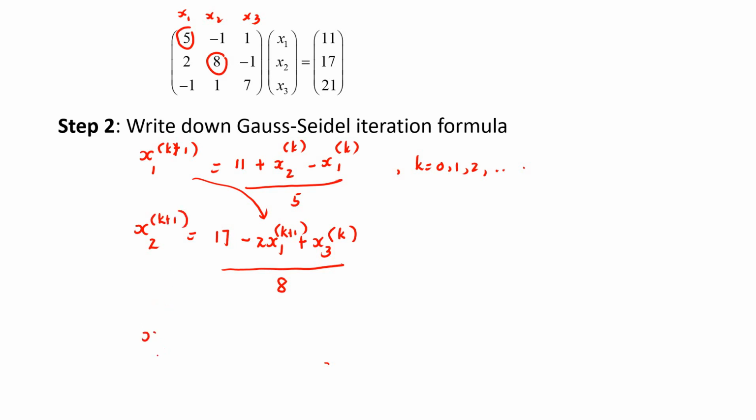Now go to calculate x3. So x3, 21. Here, minus 1 brought to the other side, so plus x1. Here 1 x2 brought to the other side becomes minus x2. So divided by the coefficient of x3, which is 7. For x1 and x2, we have the latest values. So x1 at k plus 1, and x2 also has the latest value, so it's k plus 1. Then I can get the latest x3 value. This is the Gauss Seidel iteration formula.